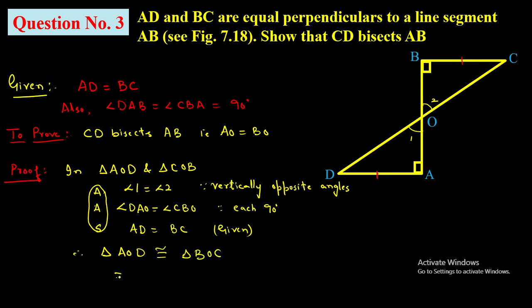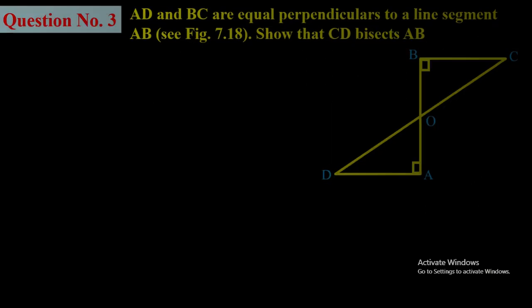It means corresponding parts will be equal. That means AO is equal to BO. That is, CD bisects AB. Hence, proved. So it was question number 3. Now let's move to question number 4.